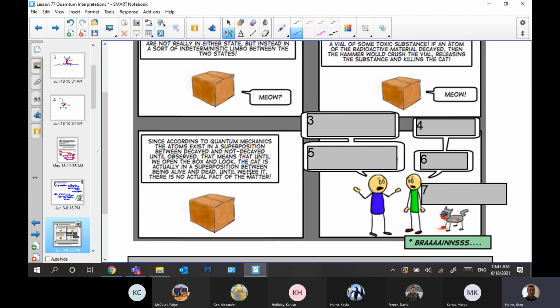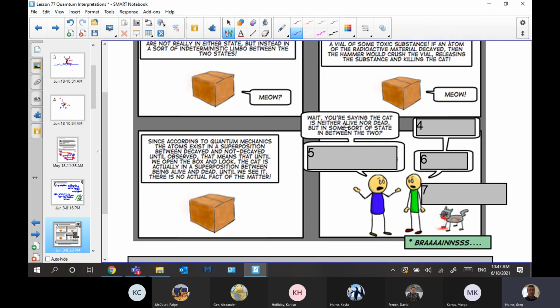Since according to quantum mechanics interpretations, atoms exist in a superposition between decayed and not decayed until observed. Okay, so until the moment you open the box, right? The cat is actually going to be, as a result of the atom being in a superposition of states, the cat will be in a superposition of states where it is both dead and alive. Okay, so until we look, it doesn't have an actual reality. It's dead and alive basically until you observe.